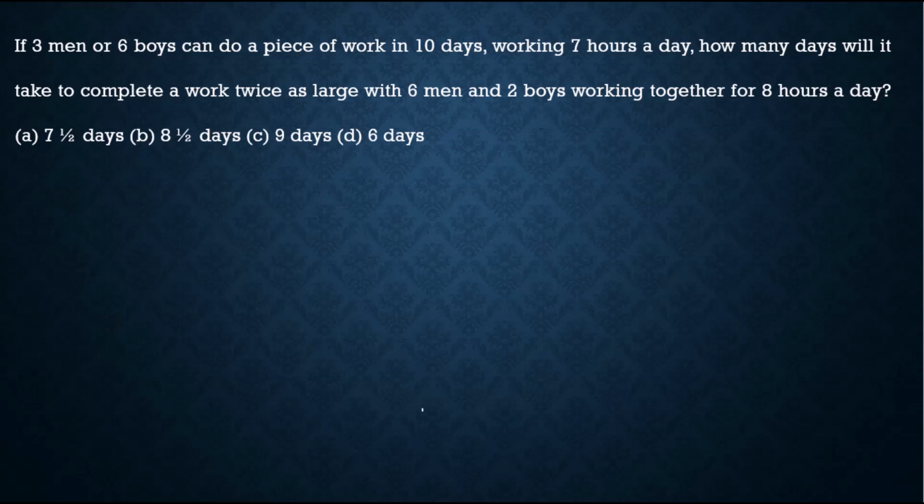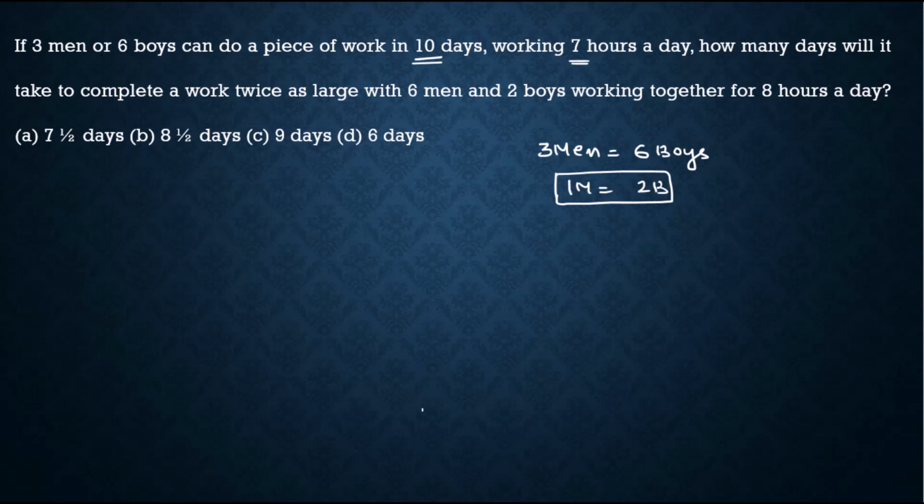Here they have given that 3 men or 6 boys can do a piece of work in 10 days, working for 7 hours per day. That means men and boys are working for the same number of days and the same number of hours. That means the efficiency of 3 men is equal to the efficiency of 6 boys. That means 1 man is equal to 2 boys. Hope it's clear. 1 man equals 2 boys.